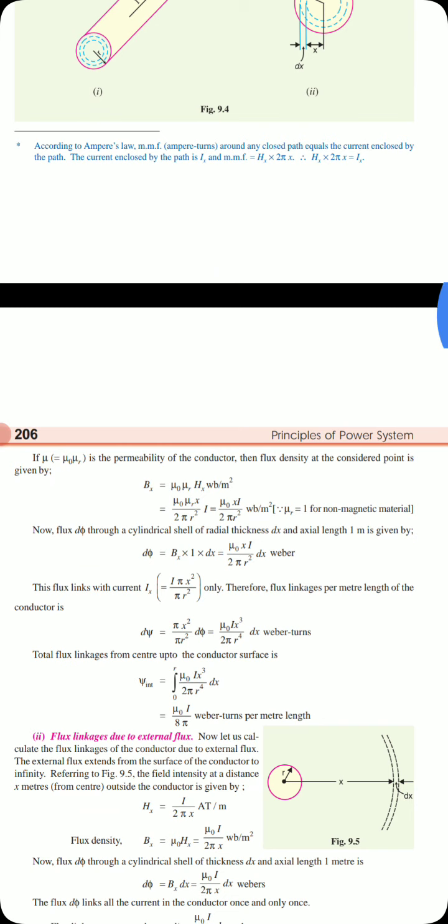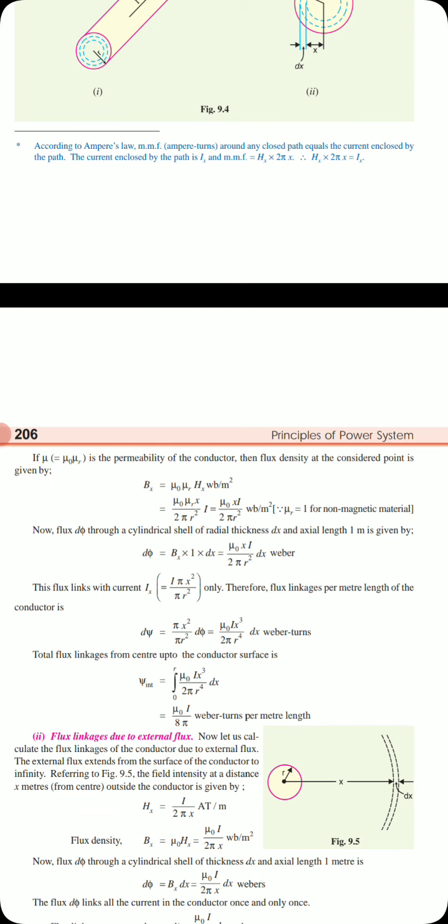Now the flux dφ through a cylindrical shell of radius x, thickness dx and axial length 1 meter is given by flux density into 1 into dx, or μ0 x I by 2πr² into dx Weber. This flux links with the current Ix, which is I πx² by πr². Therefore, the flux linkage per meter length of the conductor is given by dψ equal to πx² by πr² into dφ, which is finally written as μ0 I x³ by 2π r⁴ dx Weber turns.